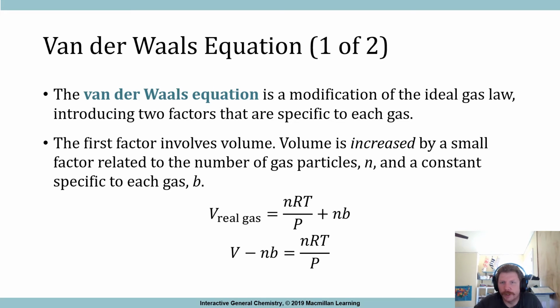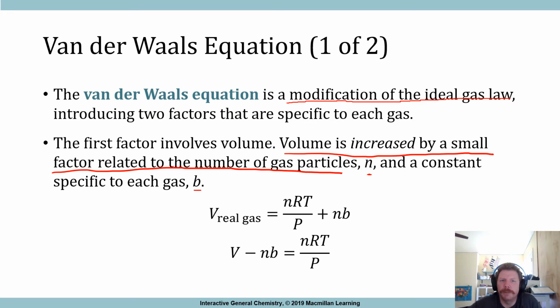Now, the van der Waals equation, which we talked about a little while ago, is the modification of the ideal gas law, introducing factors that are specific to each gas. If you remember, in the ideal gas law, we never talk about the identity of a particular gas. Well, we're going to take that into consideration here. So the first factor involves volume. Volume is increased by a small factor related to the number of gas particles, n, and a constant specific to each gas, b.